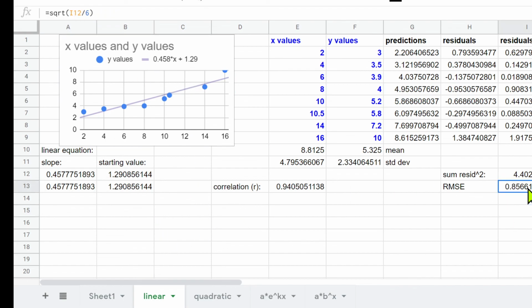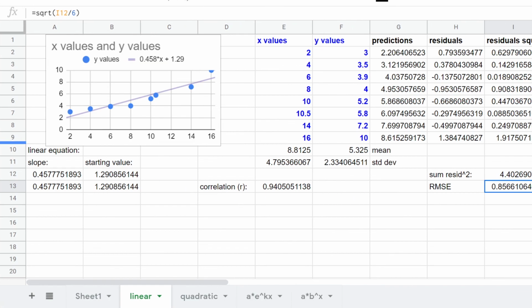There's the RMSE, that's what we're looking for at the end. There's the RMSE of the linear model. Let's do it for the quadratic model.